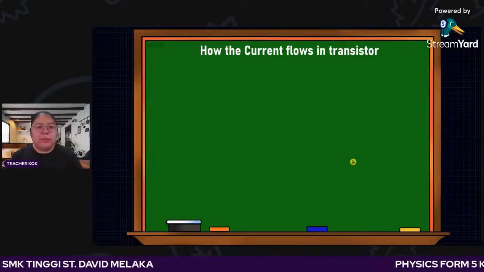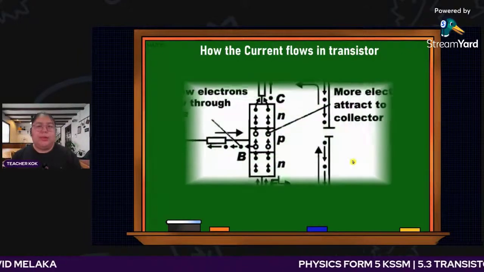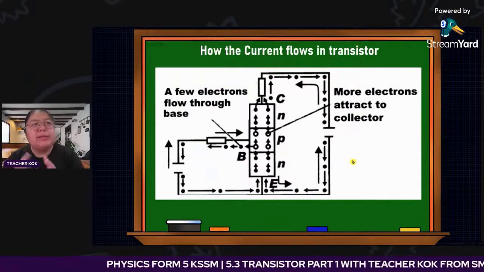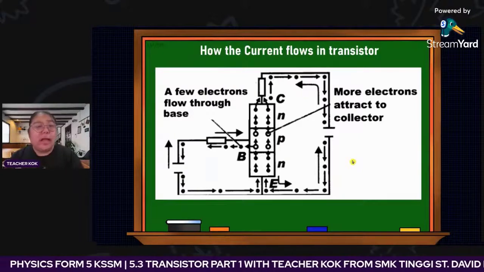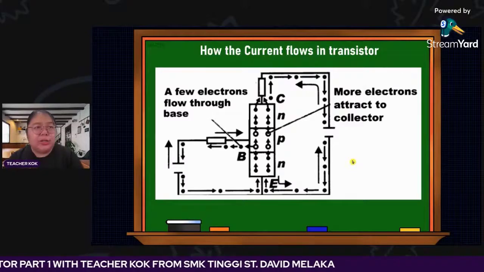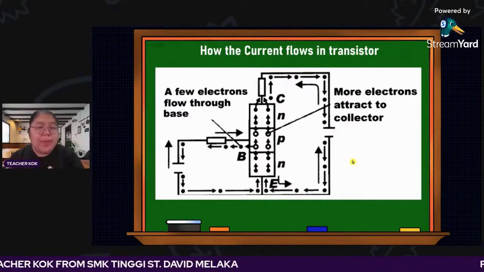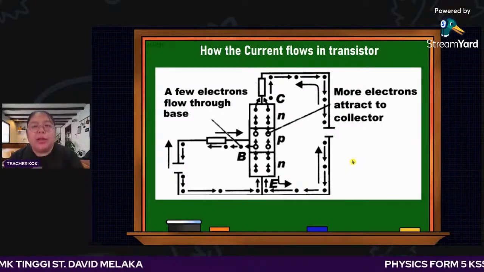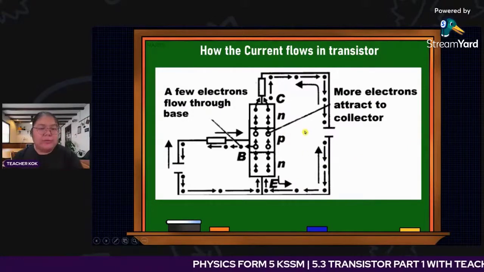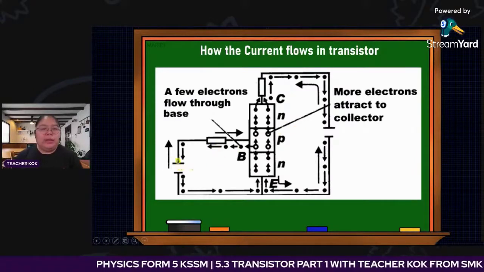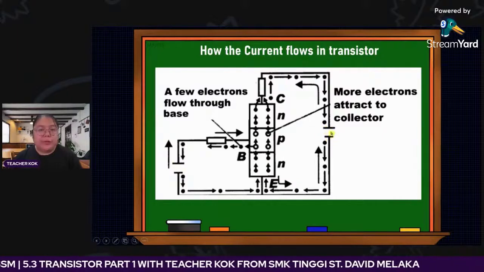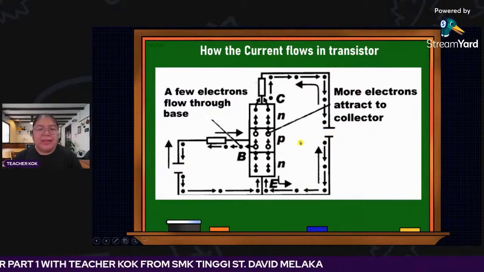Now we're going to see how the current flows in the transistor. This one is important. Just like I told you, the base current can function, but the collector current alone cannot function, so it needs to depend on the base part. How does it depend? We look at the structure first. This one is NPN because you see the battery connection: the top is positive, the bottom is negative.